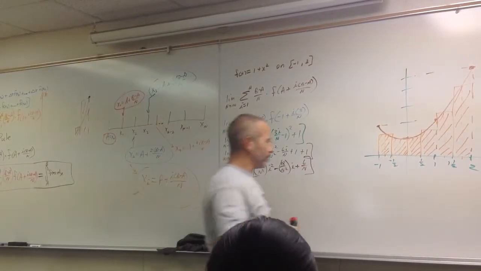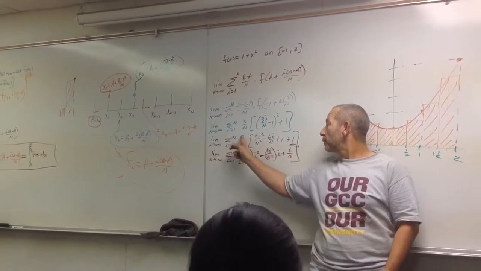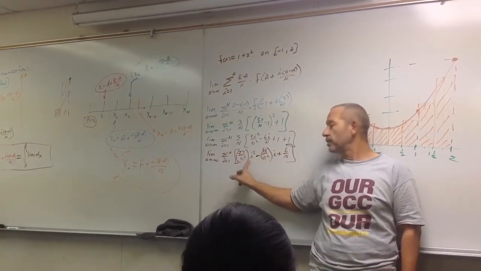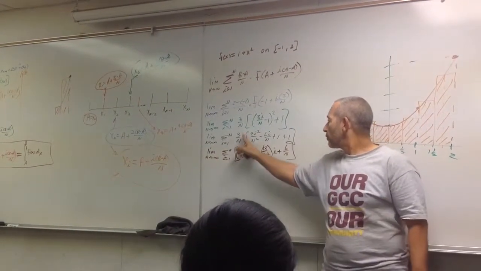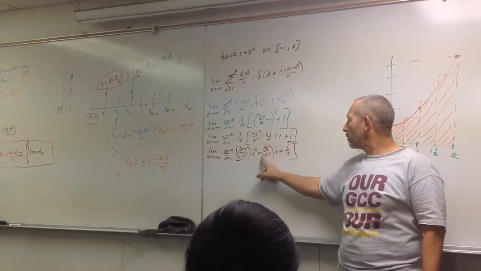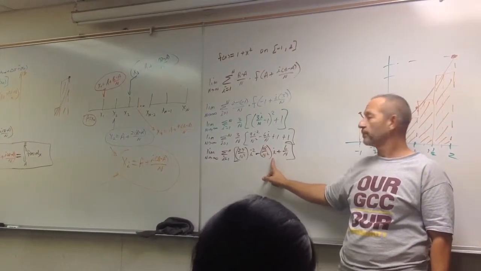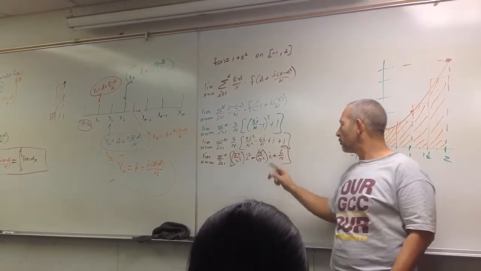Somebody tell me what just happened. I distributed the 3 over n. 3 times 9 is 27. n times n squared is n cubed, and I factored out the i squared. 3 times negative 6 is minus 18, n times n is n squared, and I factored out the i. 1 plus 1 is 2. 2 times 3 over n is 6 over n.